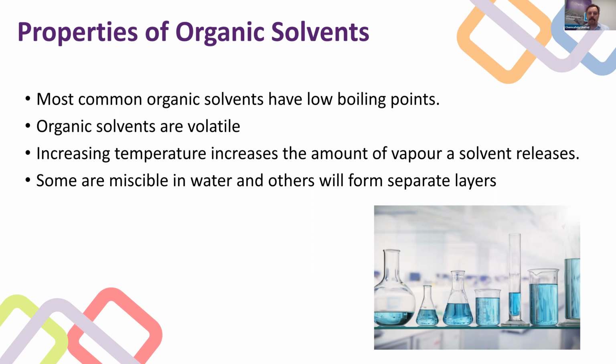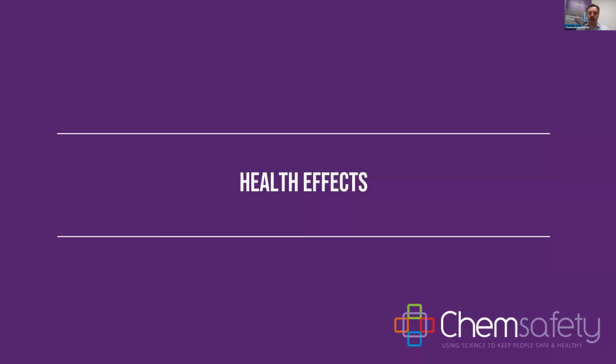Some solvents are miscible in water, and other solvents will form separate layers. So miscible means that substances mix completely. If two substances are miscible, they are also completely soluble in one another. Let's move on to health effects to understand how exposure to solvents affect the human body.